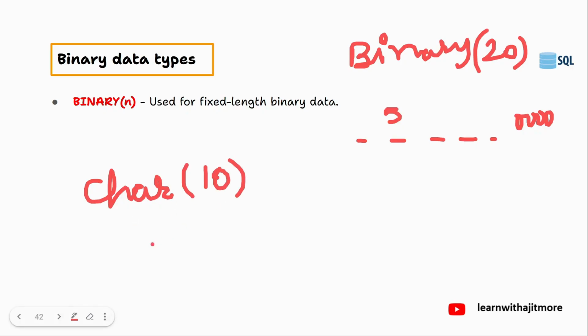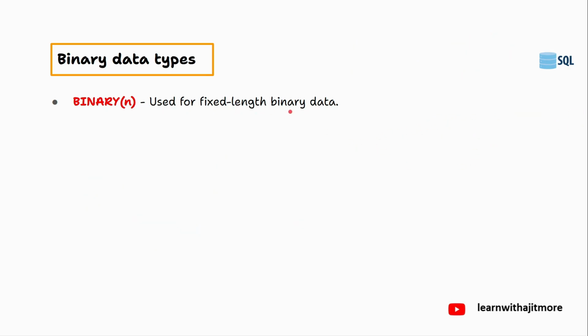Yaad hai na? If the value is RAM, RAM, so the remaining 7 were spaces. All will take 10 only. Get it? But the remaining locations were padded with spaces. Right? Same way here, the remaining locations are padded with zeros, 0, 0, 0, 0, 0, like that. Okay? But it will take the same length, fixed length. All values will take the same length.